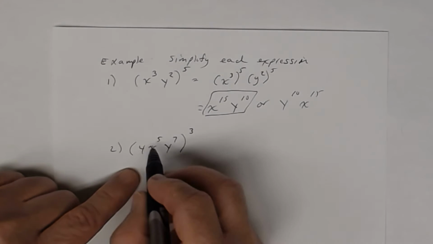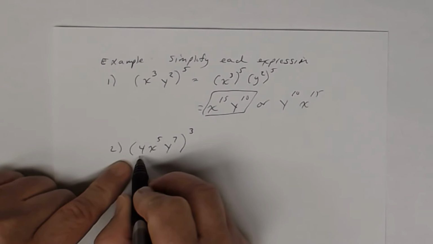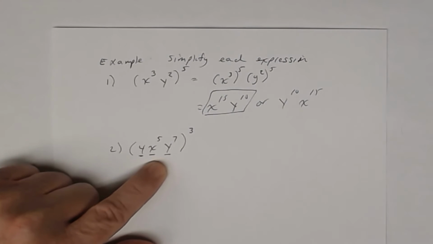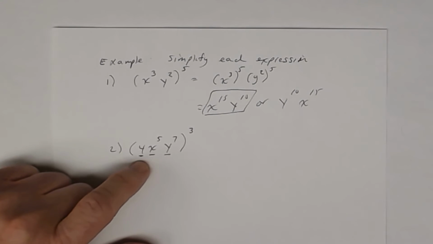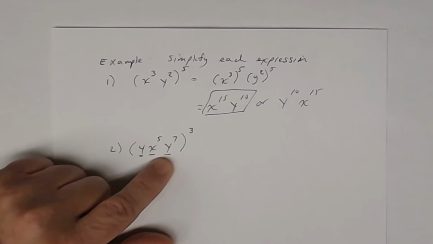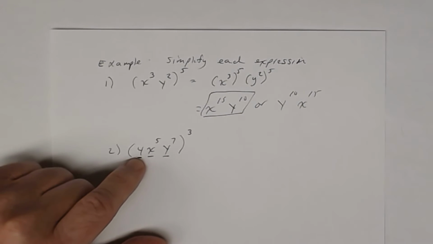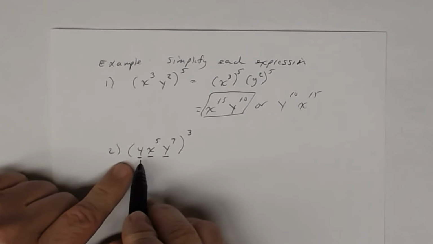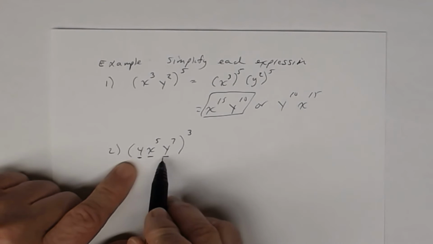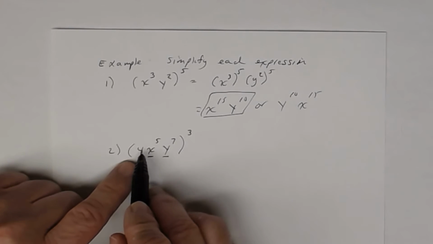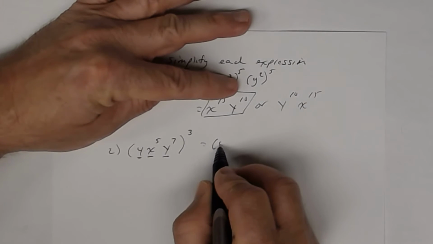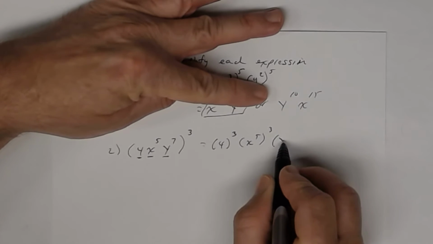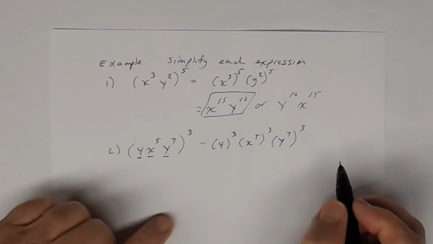This is your base. So your base, there are three things here. There's a 4, an x to the 5th, and a y to the 7th. So if you need to underline each of those, you do so. And so I have 3 factors in my base. So I have 1 factor of 4, and I have 5 factors of x and 7 factors of y. But I consider these as 3 items here. And so I've got to raise 4 to the 3rd power, and I've got to raise x to the 5th to the 3rd power. And I have to raise y to the 7th to the 3rd power, just like that.